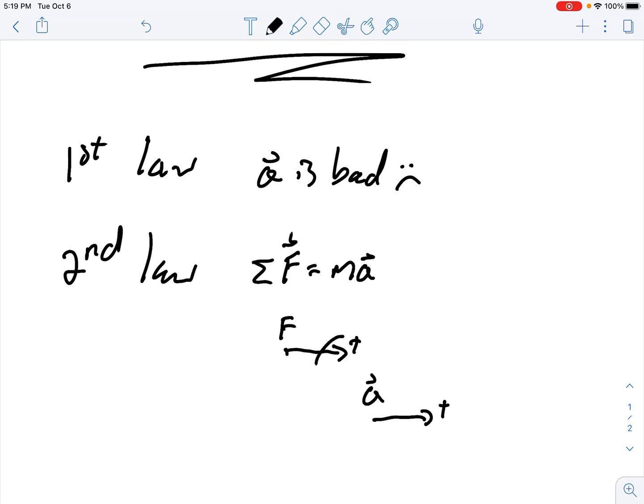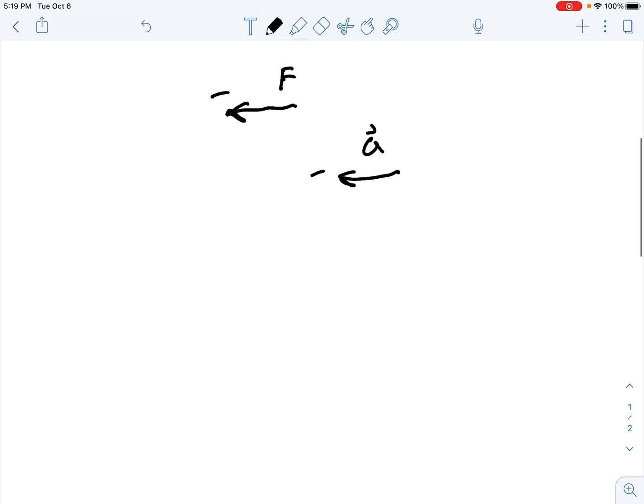Just as equally, we could make these both negative, of course. The net force could be negative, which would mean the acceleration would have to be negative. So either way works, but it's important to remember that the net force and the acceleration that results will be in the same direction. Okay, time for Newton's third law.